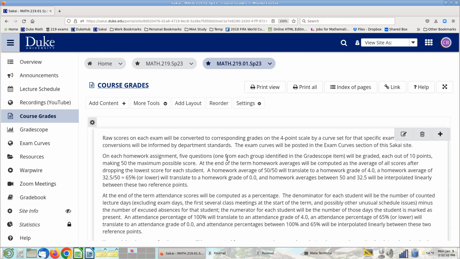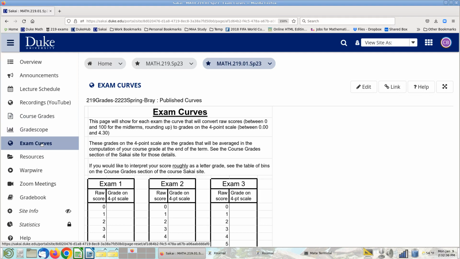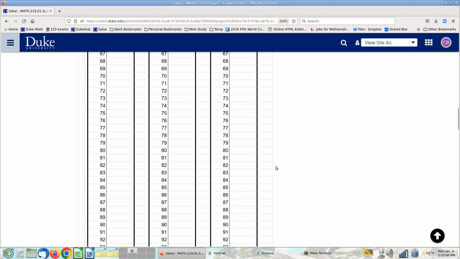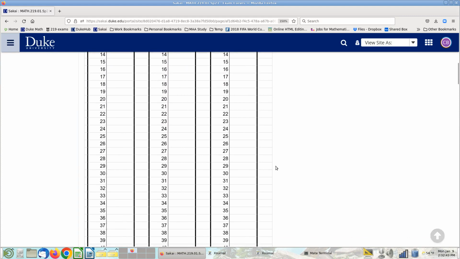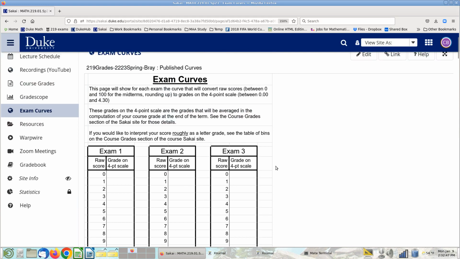Also, while I'm on the subject, let me talk about the exam curves. This is where you will find the exam curves. They're not there yet. Of course, I haven't written the exam, so I can't begin to curve them. But this is where you will identify how to convert your raw exam scores, between 0 and 100, into grades on the 4-point scale. In other words, something between 0 and 4.3.